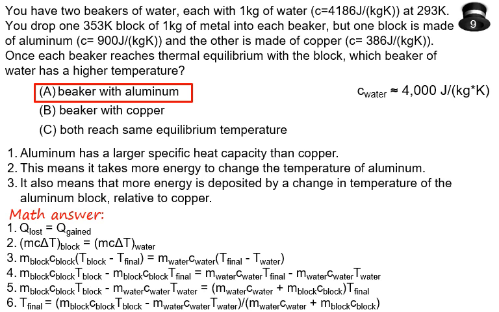All you did is you started out with your mc delta T for the block is mc delta T for the water, and the final temperature of each of these objects is going to be the same when you reach equilibrium. For the hot object, you do the initial temperature of the hot object minus the final equilibrium temperature. For the cold object, you do the final equilibrium temperature minus the initial temperature of the cold object, and you just crank through the algebra and you get this answer here. And so then you could solve quantitatively for what the equilibrium temperature is going to be.